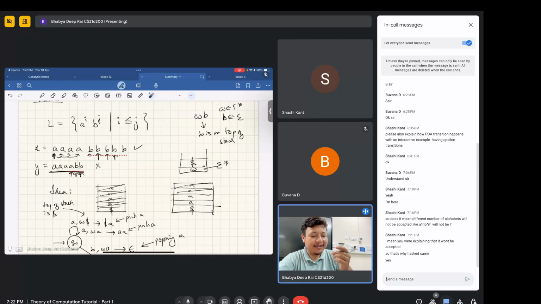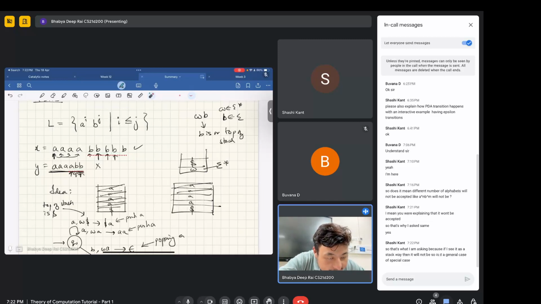Actually, what I'm saying is not entirely true, that as soon as you see your dollar sign, you accept. Okay, that is not entirely true. As soon as you see your dollar sign, you will remove the dollar sign also. And another thing is we'll design the PDA so that it will be empty only if we run out of stack elements.